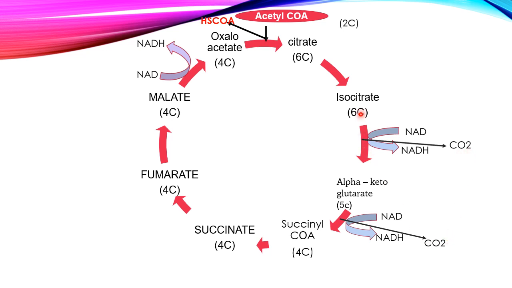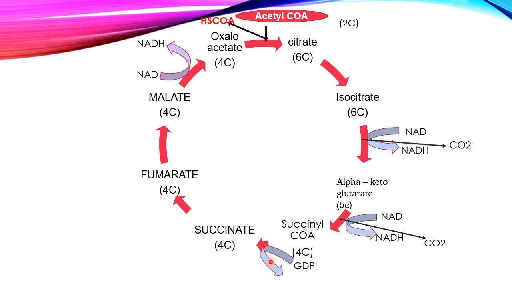When one of the carbons is removed from isocitrate in the form of carbon dioxide, a five-carbon compound, alpha ketoglutarate, is formed. Similarly, another carbon is removed in the form of carbon dioxide, where succinyl-CoA is formed. They are the two decarboxylation steps which occur in this cycle.